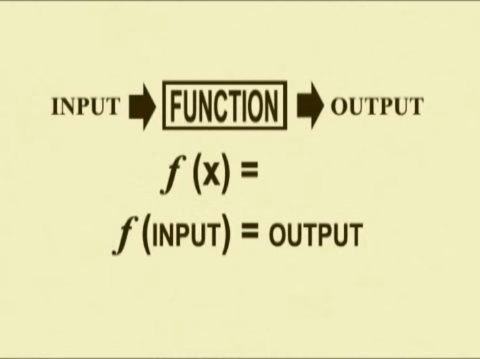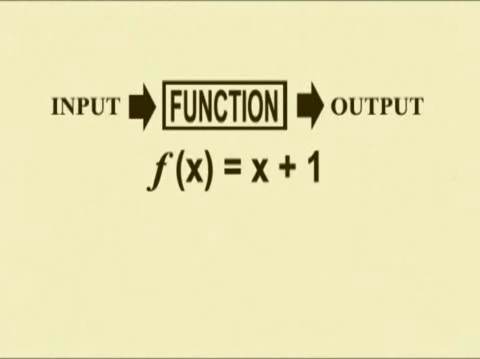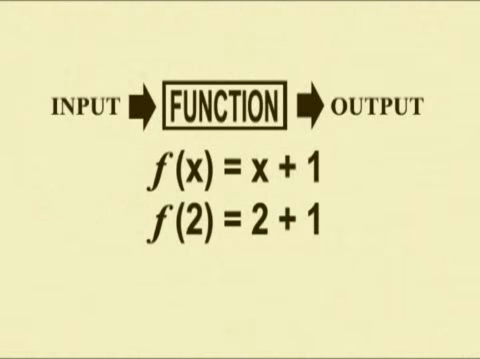Functions are written in this form, f of x equals, and this is followed by the mathematical operations performed on x. Look at the function f of x equals x plus 1. All this function does is to add 1 to any number. To use this function with 2 as your input, you let x equal 2. You'd say f of 2 equals 2 plus 1, or f of 2 equals 3.